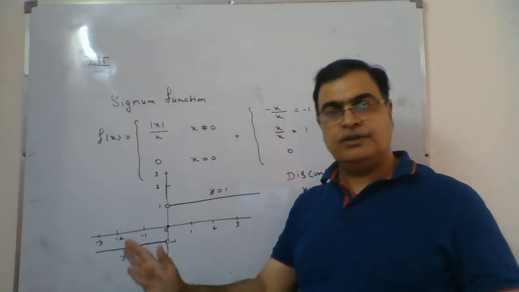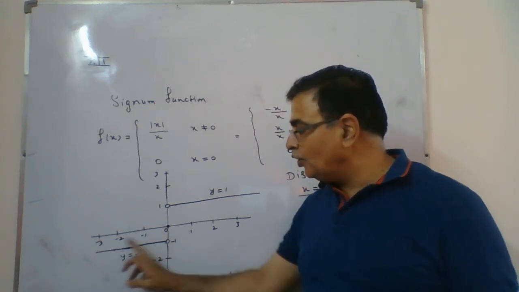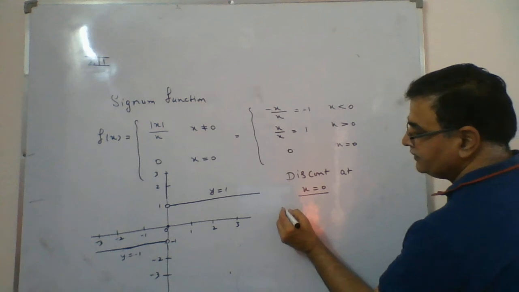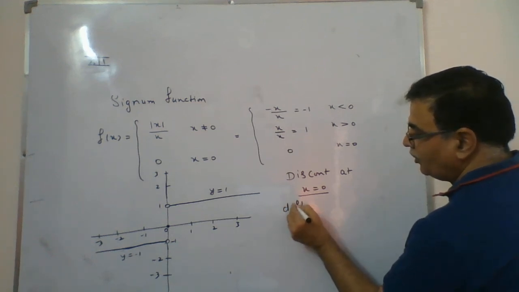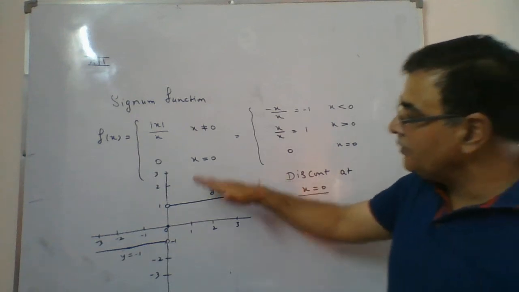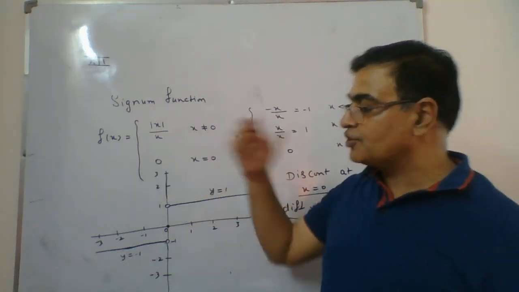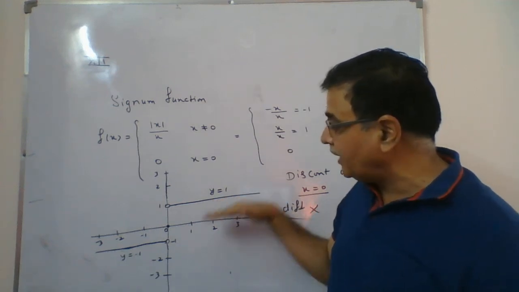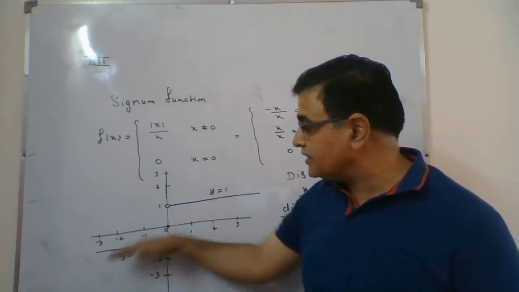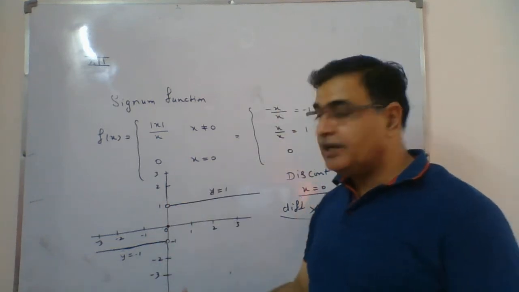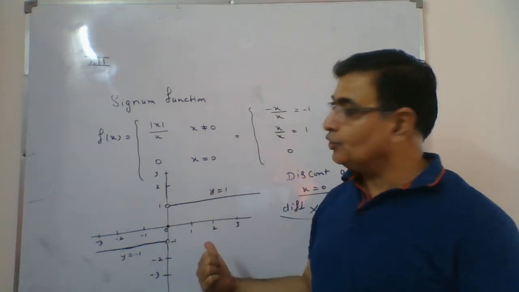At any other point, it is continuous. At x equal to 0, it is discontinuous, and if it is discontinuous, differentiability is not going to be checked. So keep in mind, this is the curve of the Signum function. It has two parallel lines, y equal to 1 and y equal to minus 1, and only at 0 is it going to break. You should keep this in mind.